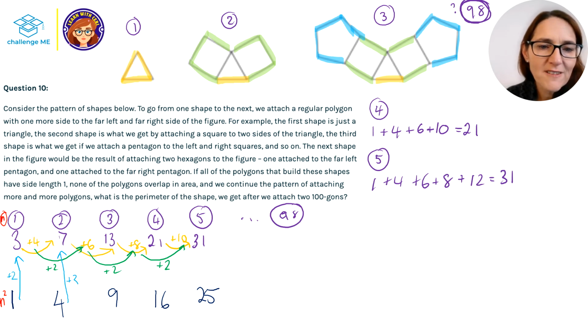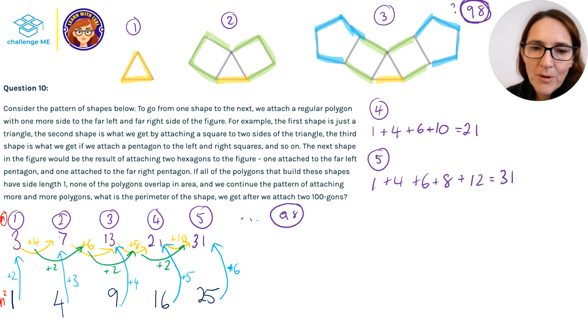That's 4 plus 3 is 7. That's 9 plus 4 is 13. 16 plus 5 is 21. And 25 plus 6 is 31. So whatever we get, the adding, this little blue adding that we're doing, is 1 more than the pattern number. So this is going to be a plus 99. But we need to know what 98 squared is.